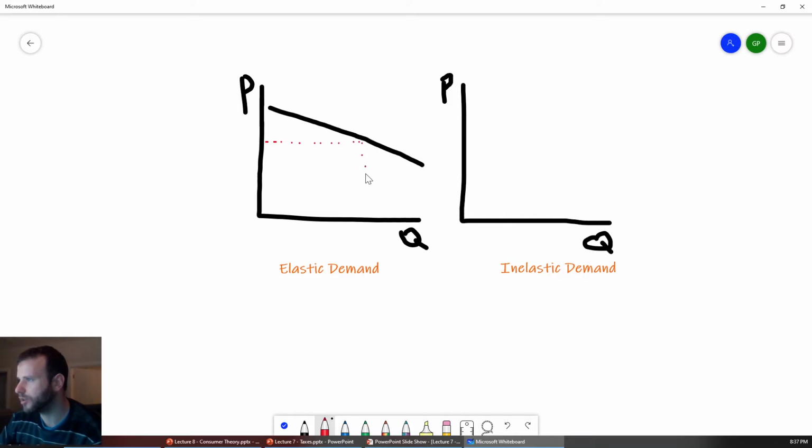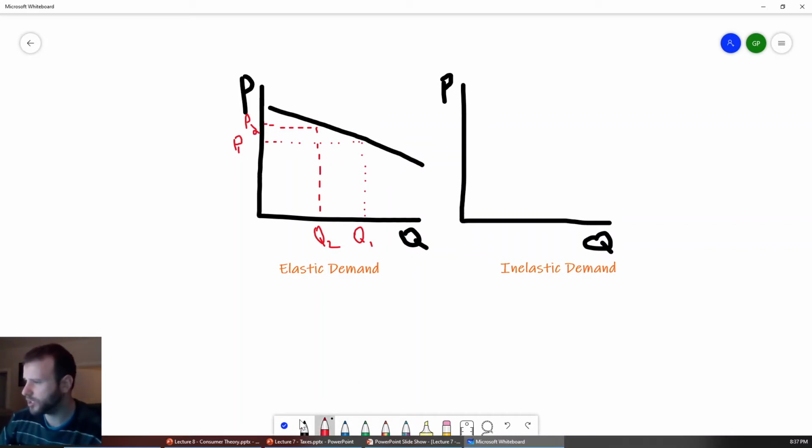So if you have a little price change, let's call this P1, Q1, and the price goes up to P2. Even though I don't generally draw to scale, just look at it. The quantity changes a lot. Quantity goes from Q1 to Q2. That's a pretty big jump versus this small little jump in price.